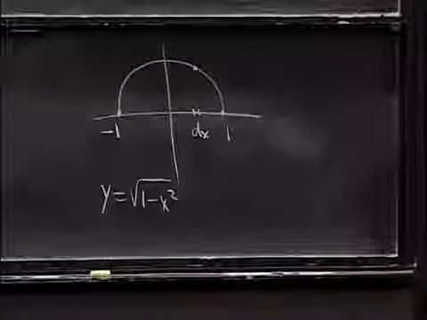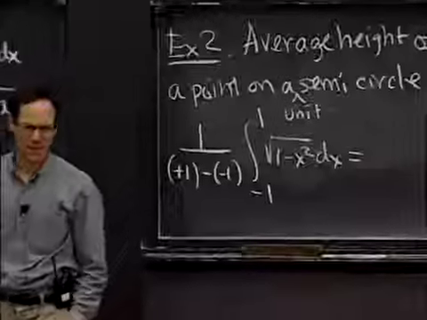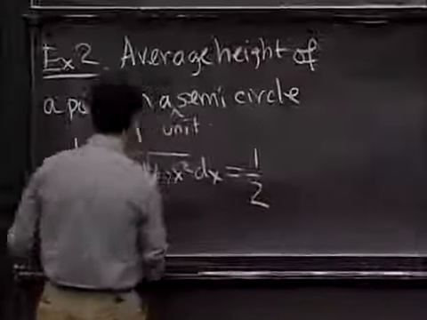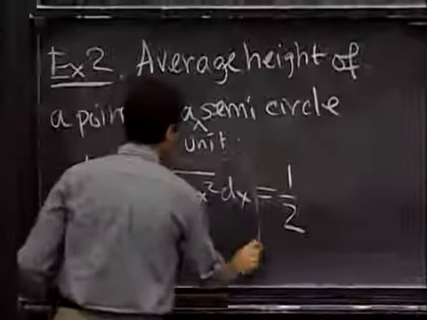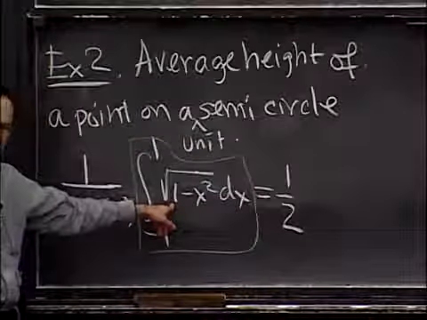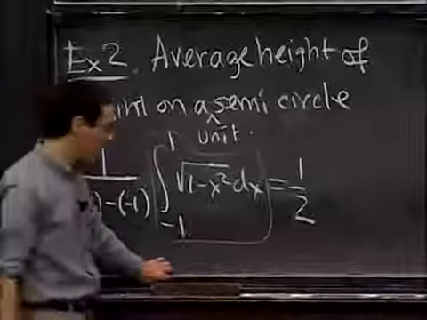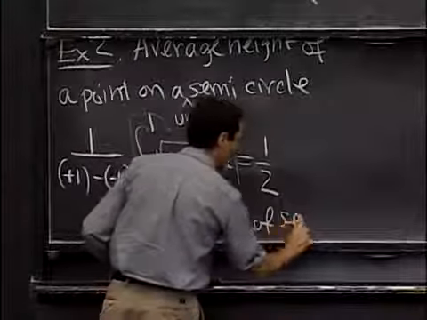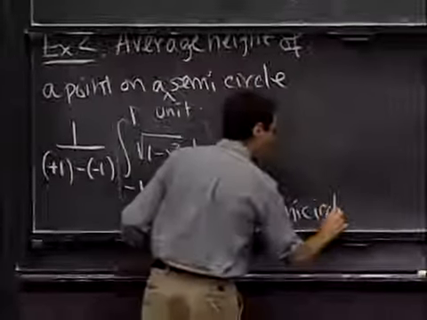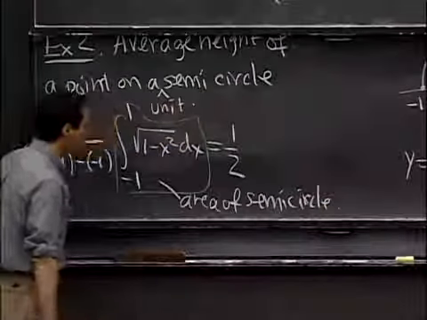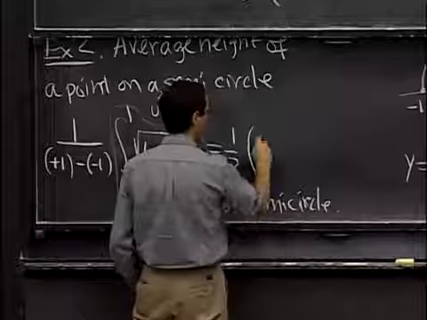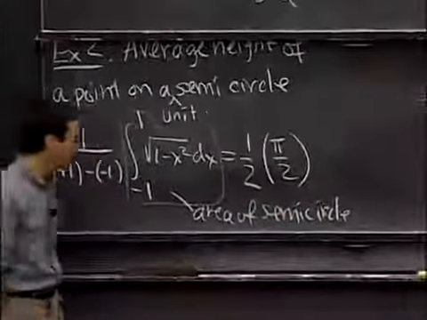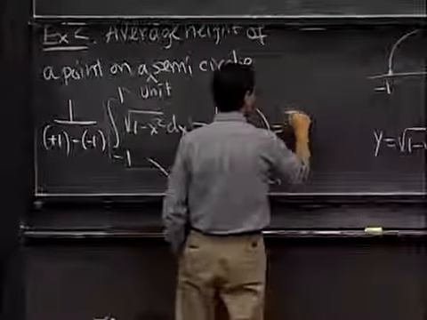And to evaluate this is not as difficult as it seems. This is a half times this quantity here, which we can interpret as an area. It's the area of the semicircle, which we know to be half the area of the circle, so it's pi over 2. And so the answer here, the average height, is pi over 4.